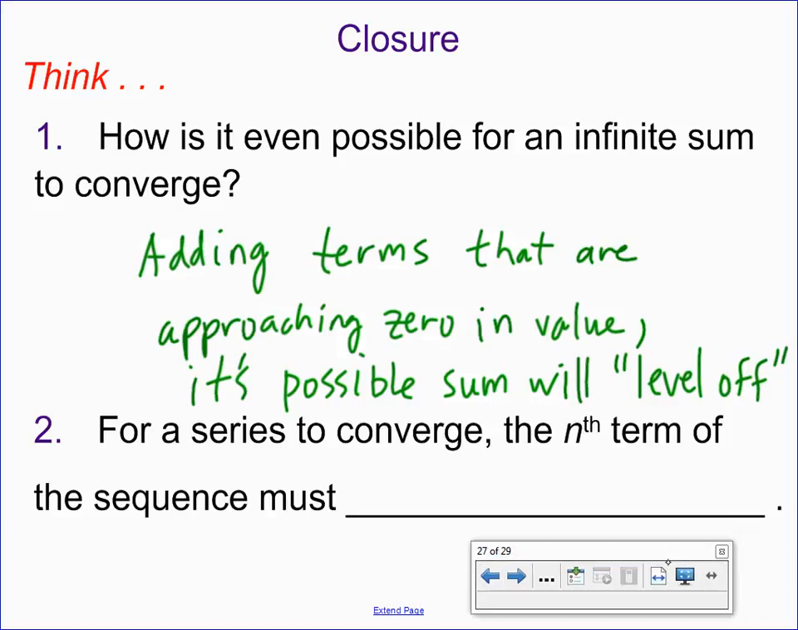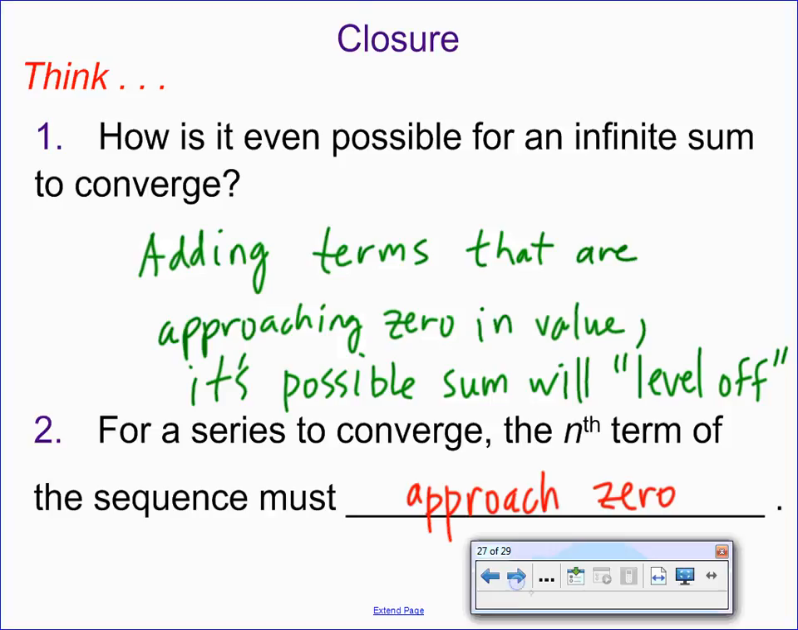To have a hope of a series converging, what must the nth term of the sequence do? Right? What does it have to do then? What does that nth term have to do? Sophia? Yeah, it has to approach zero. Right, it has to approach zero to have any hope for the series. If the limit as n goes to infinity of t sub n, the nth term, does not equal zero, then automatically the series diverges.